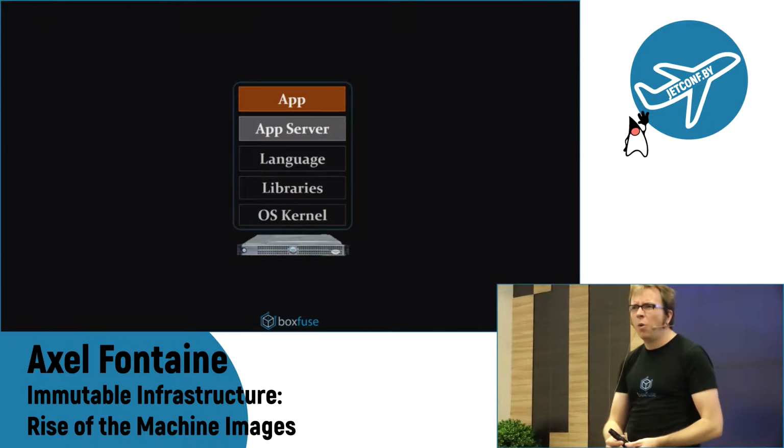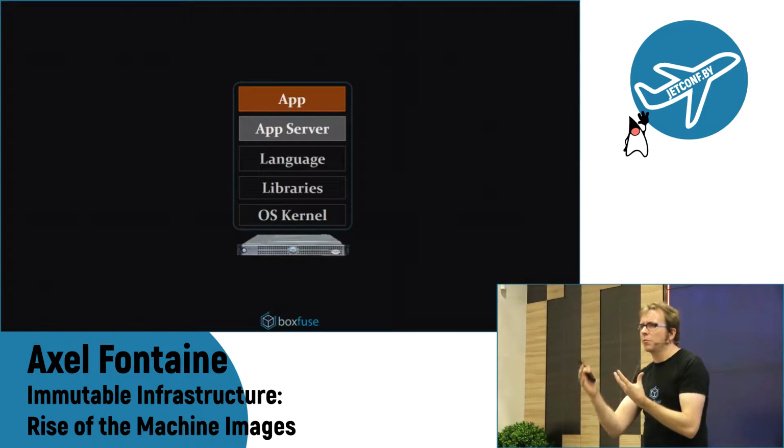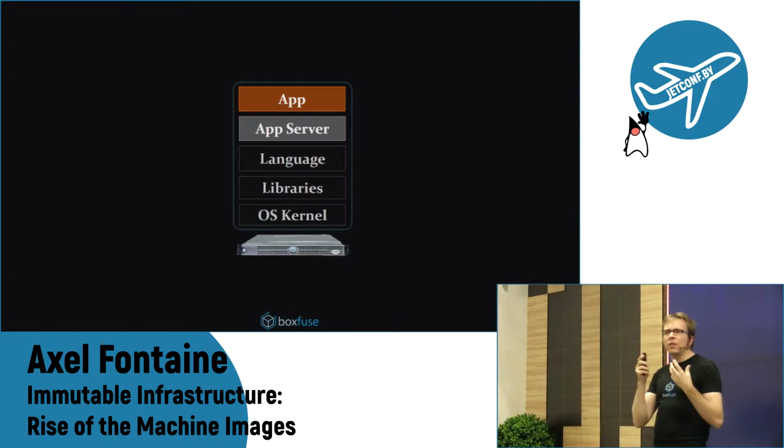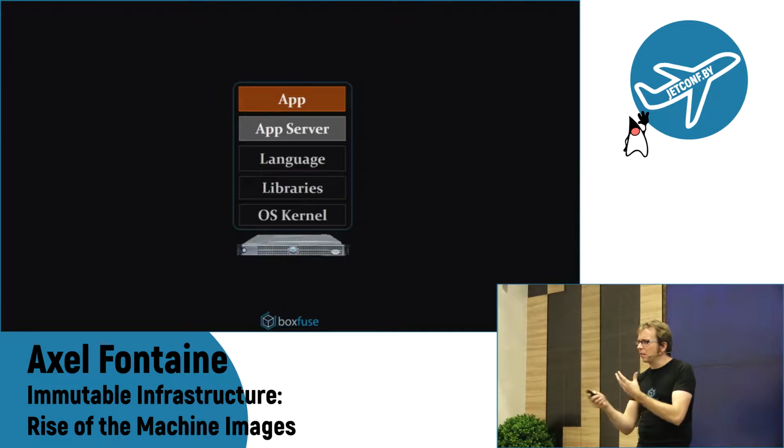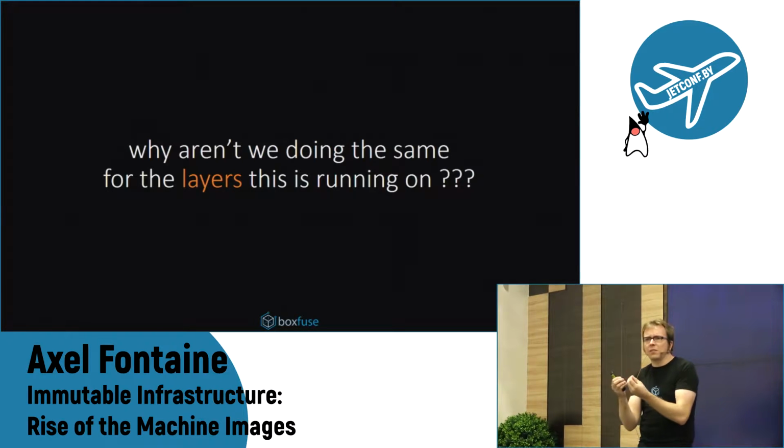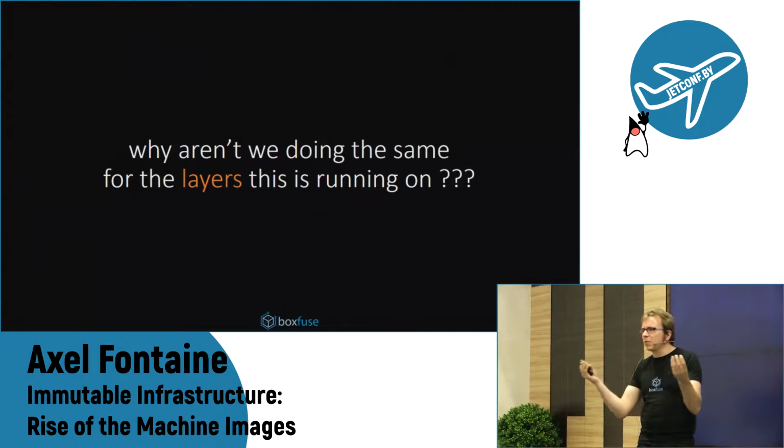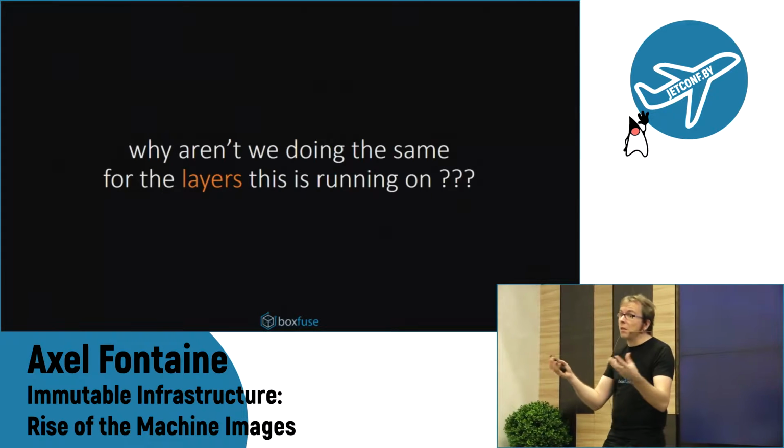And the question is why? Why only these top two layers? What is fundamentally different about those layers than the layers below them? Or is there something different at all about those bits and bytes? Maybe, maybe not.